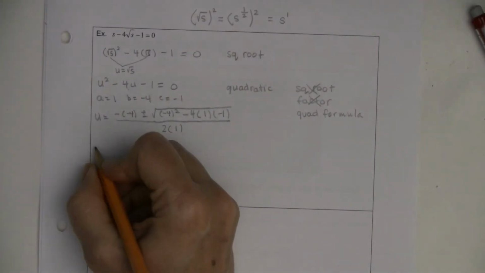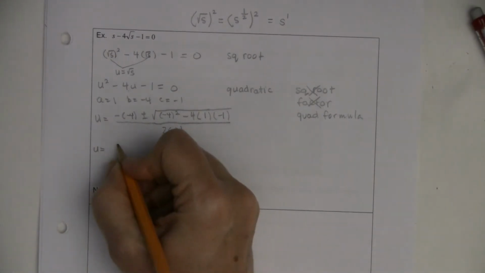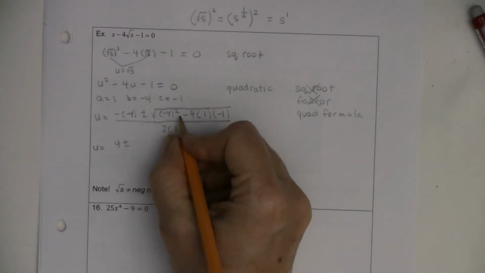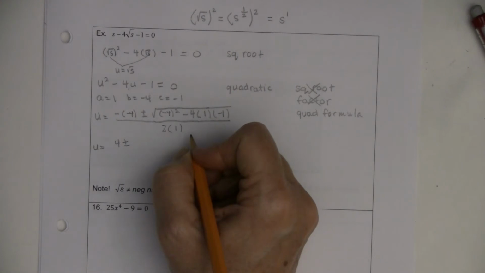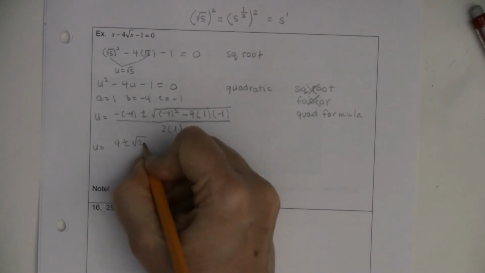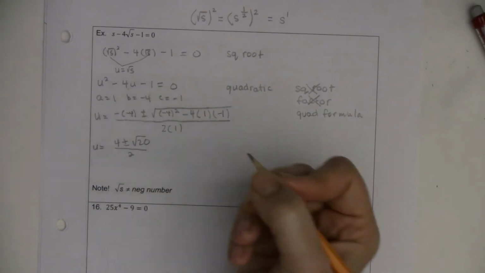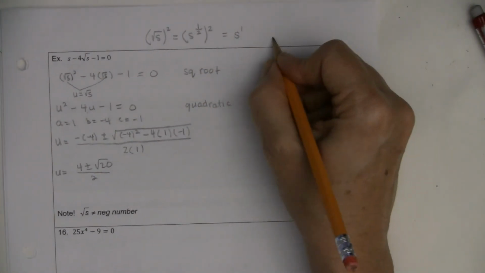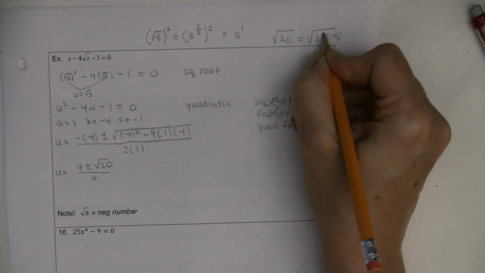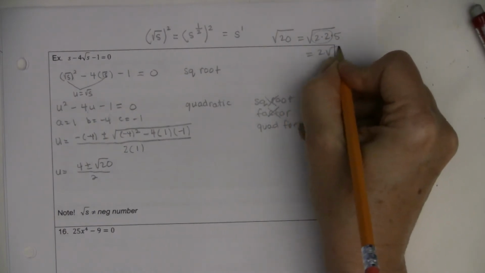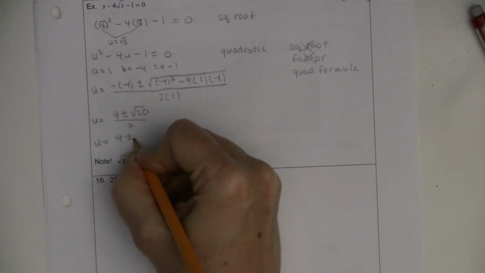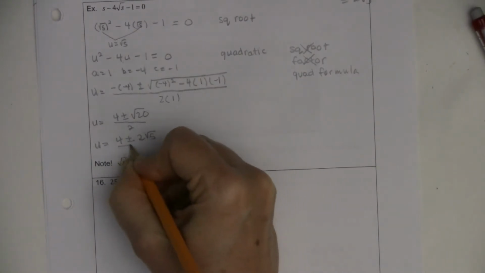And I want to simplify this. So this is U is going to equal 4 plus or minus, and then underneath the square root I have 16 plus 4. And 16 plus 4 is 20, right? And you can put this in your calculator underneath. So this is 20 over 2. Now 20, I've done 20 so many times. The square root of 20 is 2 times 2 times 5, which is 2 times the square root of 5. So this is U equals 4 plus or minus 2 times the square root of 5 over 2.